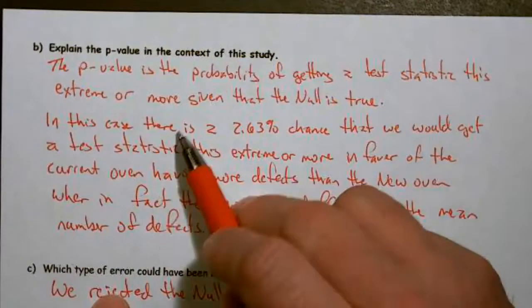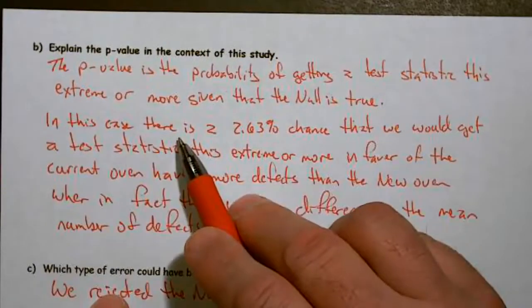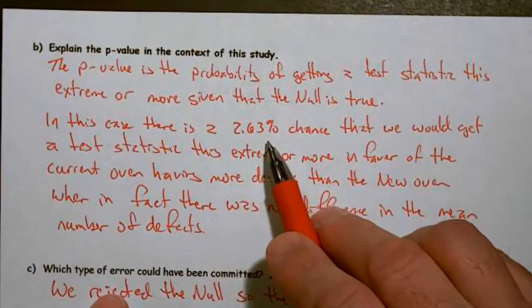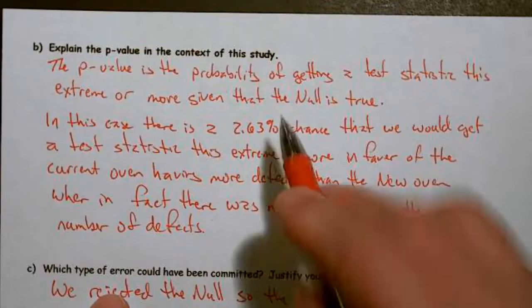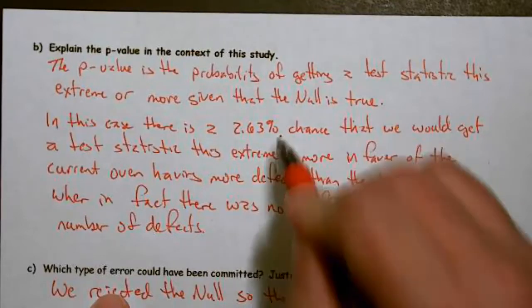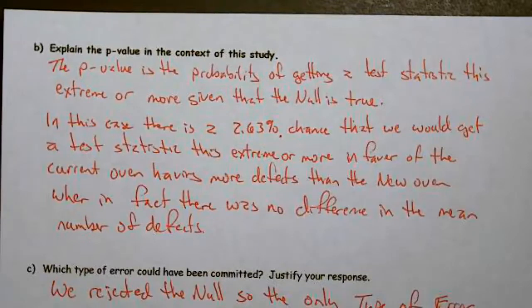So in this case, in other words, in our sample, there's a 2.63% chance, this happens to be my p-value, that we would get a test statistic this extreme or more in favor of the current oven having more defects than the new oven, when in fact there was no difference in the mean number of defects.